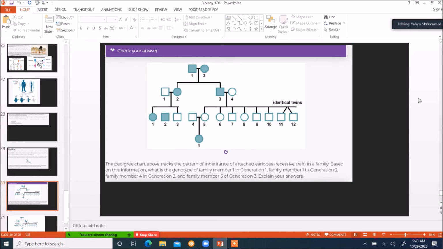So they give you a pedigree. It says here, what is the genotype of family member 1 in generation 1? The top row is basically generation 1, the next row generation 2, the next row generation 3, like that. And then they have the members in each generation. So generation 1, number 1 would be this person over here. Generation 2, number 3 would be this person over here. I'll give you guys 2 minutes to try and answer this question.